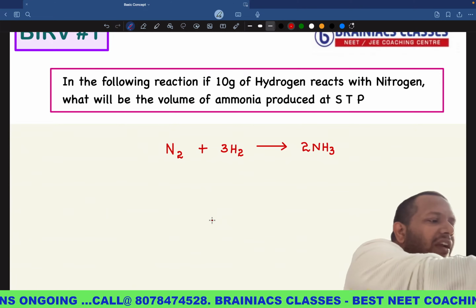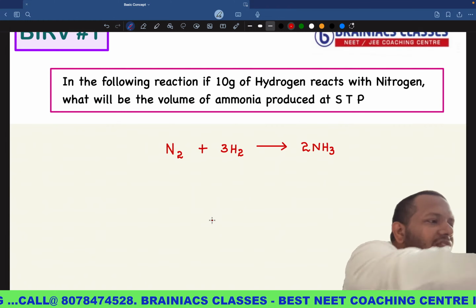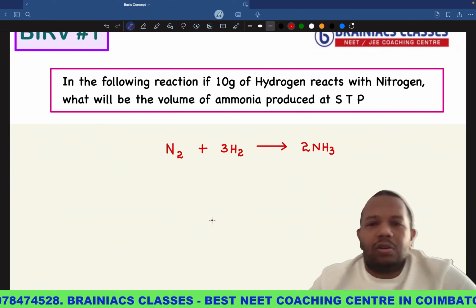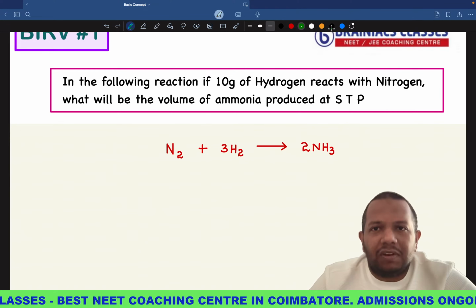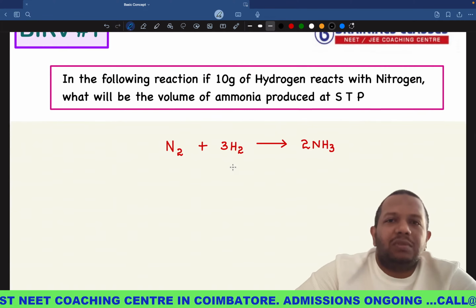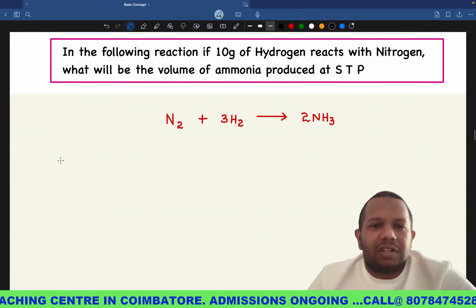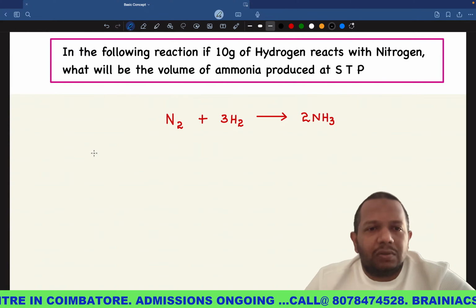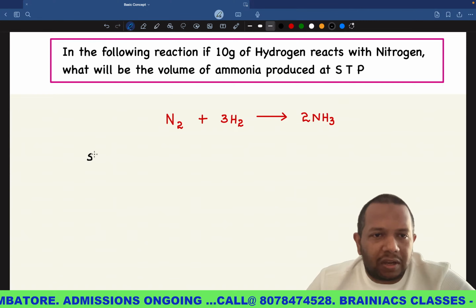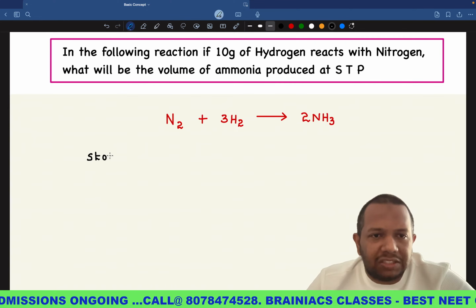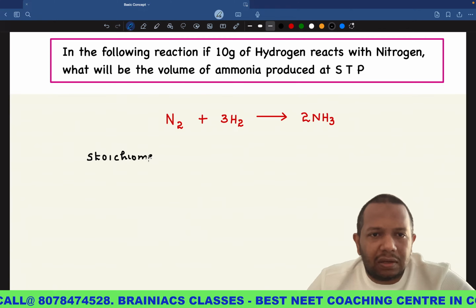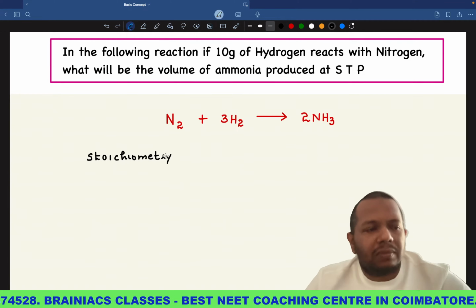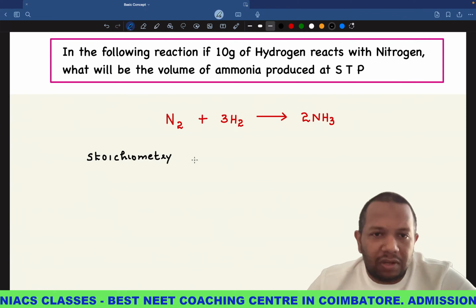And what are the steps? How to do this, sir? First I will explain the concept part of it, then we will try to do the question. The concept part is very simple. We need to first write the stoichiometric ratio. I will put that chart actually. Stoichiometry we need to write.